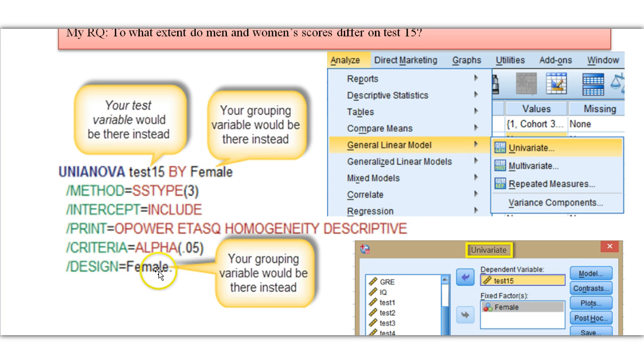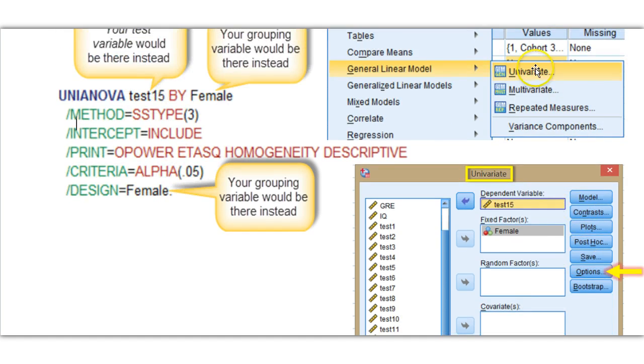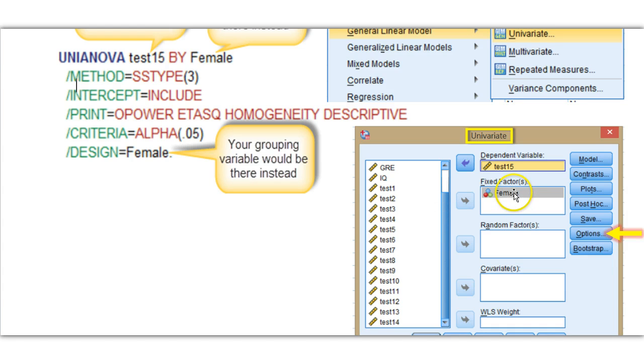And it also goes down here. So don't forget, if you're reusing the same syntax, make sure that you don't forget to put it down here. Okay, so if you want to point and click your way through: analyze, GLM, univariate. Once you get to the univariate button, you would move your nominal female variable here and your test variable, your dependent variable, there.